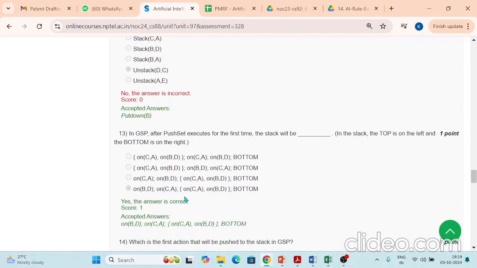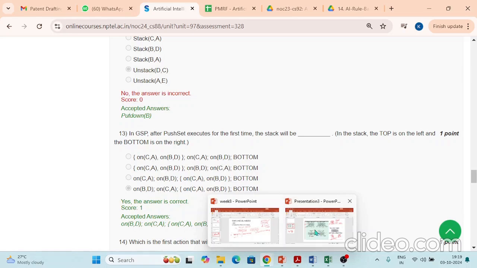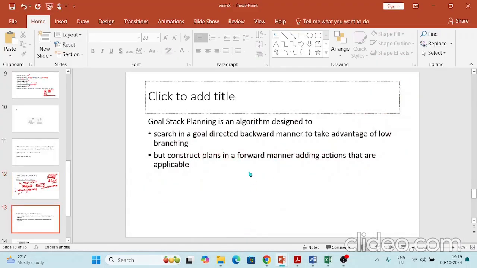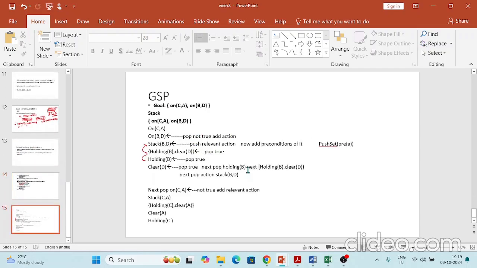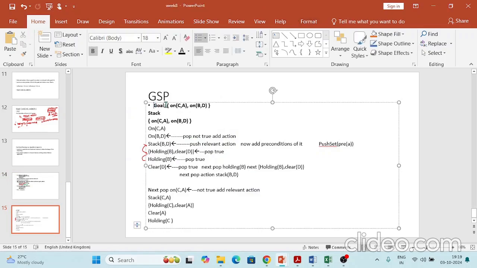Next we'll see the goal stack planning, for the same thing, whatever the goal we are having. Goal stack planning is an algorithm designed to search in a goal directed backward manner to take advantage of low branching, but construct plans in a forward manner, adding actions that are applicable. You see here.